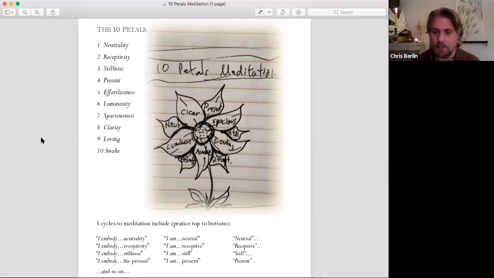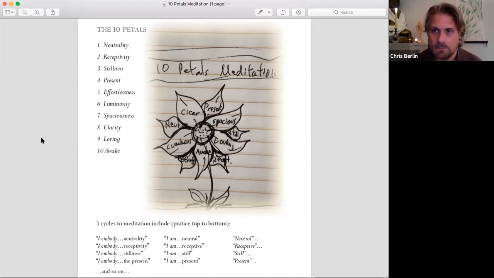And then the third time through, we recognize that each of these states and each of these qualities has more universal significance, that we just name them, just naming the quality, not saying I embody this or I am, but simply neutral. The quality itself is our experience. The quality itself opens us to this universal quality of neutrality. We are now deeply plugged in. We are part of something much bigger. And we are the source of it as well.